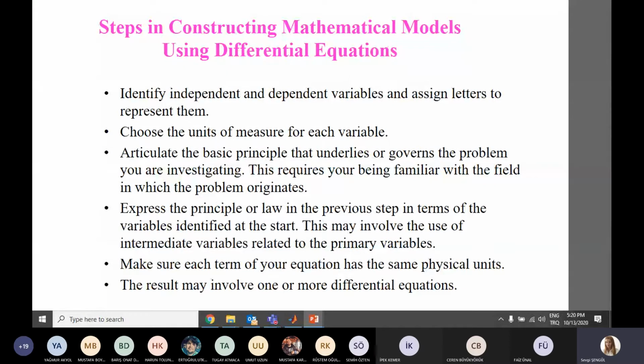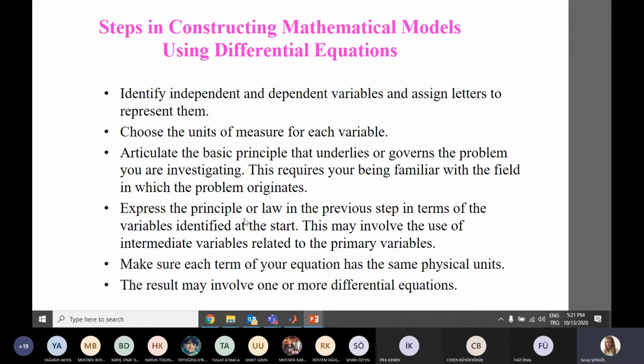And also we need to choose the units of measure for each variable. And we need to make sure each term of your equation has the same physical unit. So it's important. And also you need to know the basic principle that underlies or governs the problem you are investigating. Like in the free fall, we used Newton's law. And you need to know these basic laws to be able to model your process.